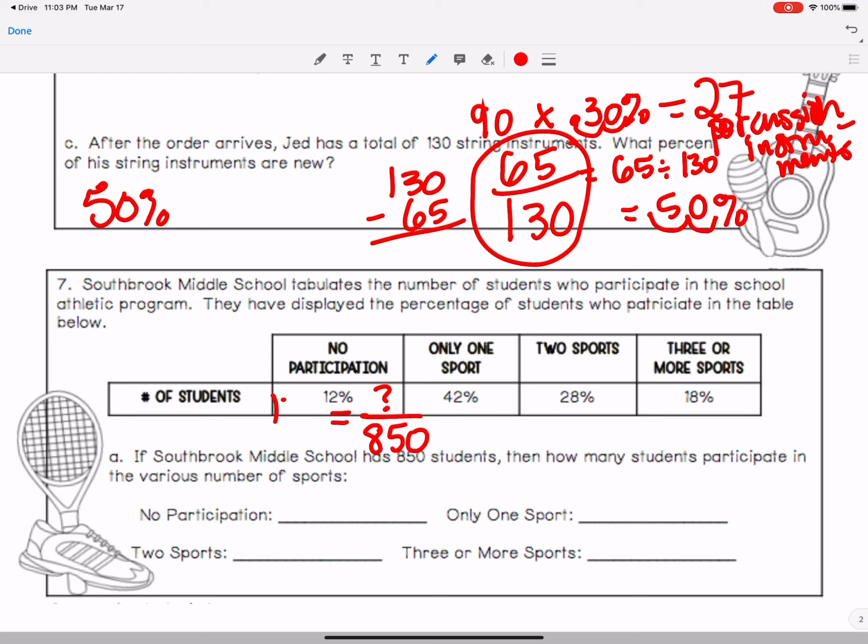Well, if 12% of the students did not participate, that's the same thing as 12 over 100. Now we have to solve this like a normal proportion. So we could do my personal favorite way to solve these.